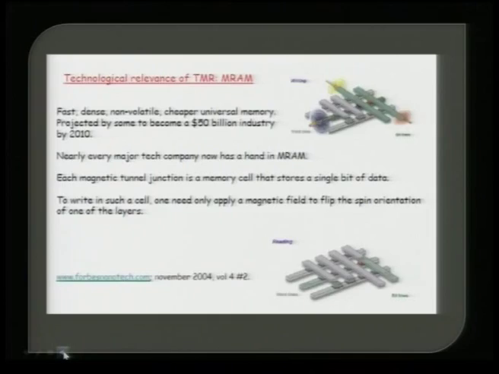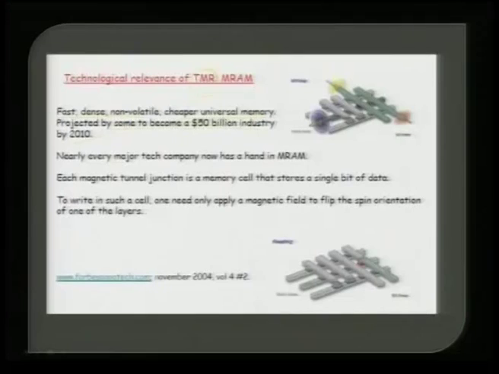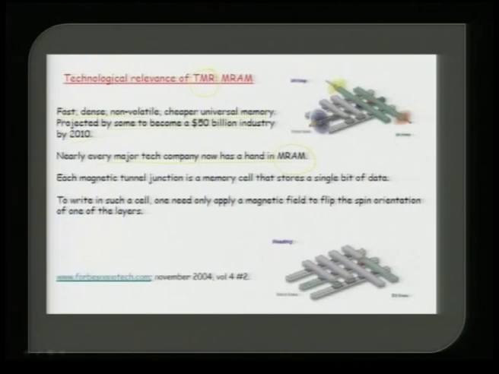Now what is the importance of TMR? As I told you earlier, the technological relevance of tunneling magnetoresistance is to produce magnetic random access memory. They are fast, dense, non-volatile, cheaper, and this is projected to become a $50 billion industry by 2010. We are almost realizing such a market trend as far as TMR property is concerned. Nearly every major technological company now has a hand in MRAM. Not only that, there are good ferroelectric devices which are coming, which are also useful for integration in MRAM.